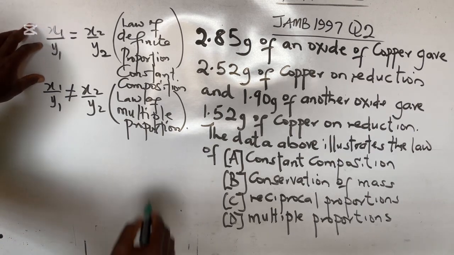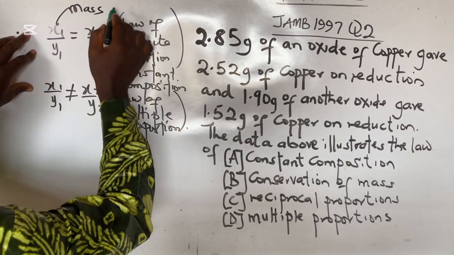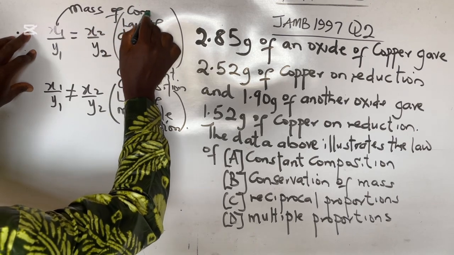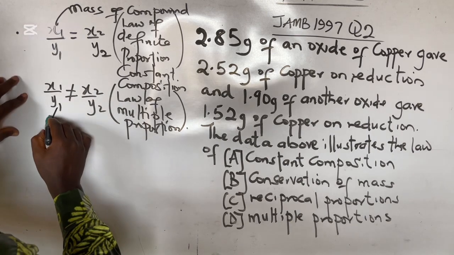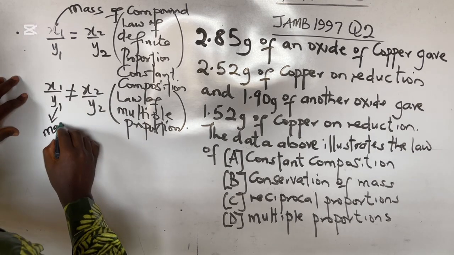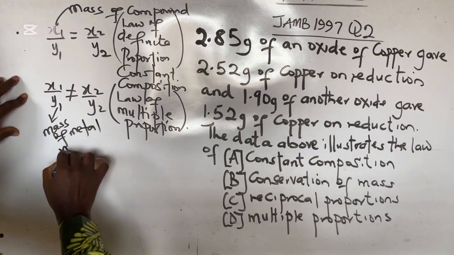So our x1 means the mass of the compound, and y1 means the mass of the metal in the compound.